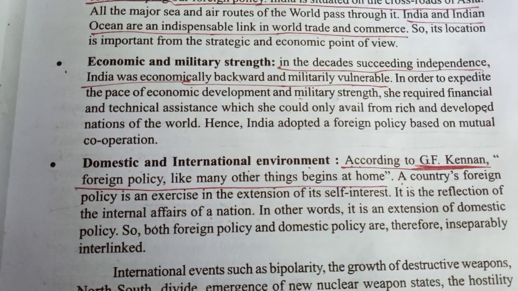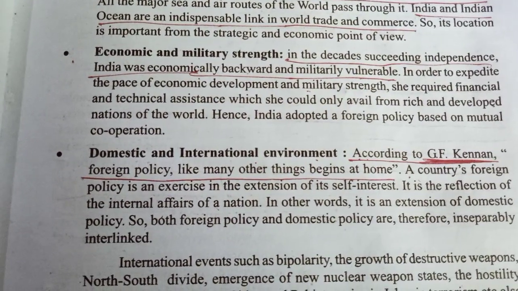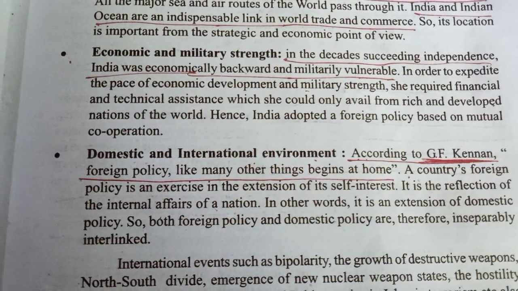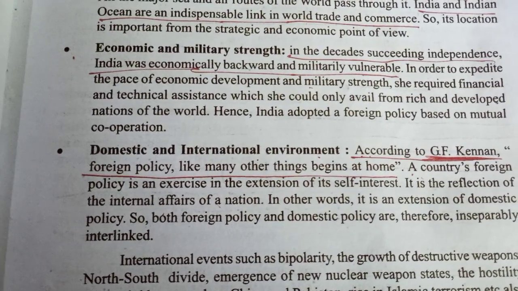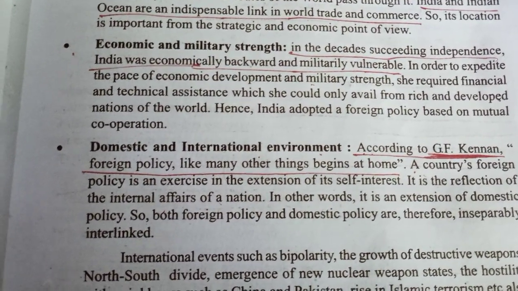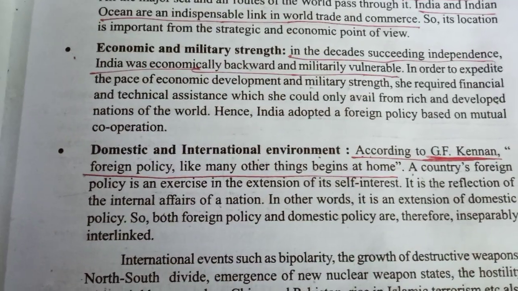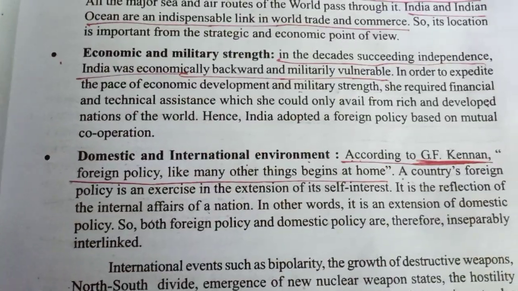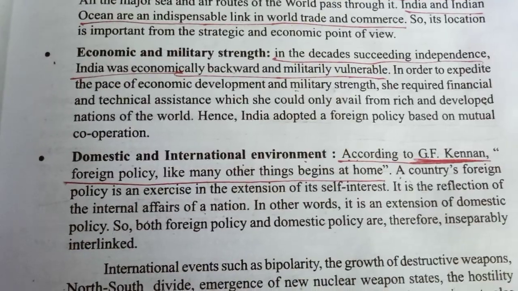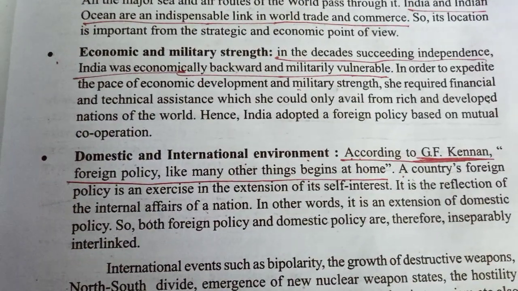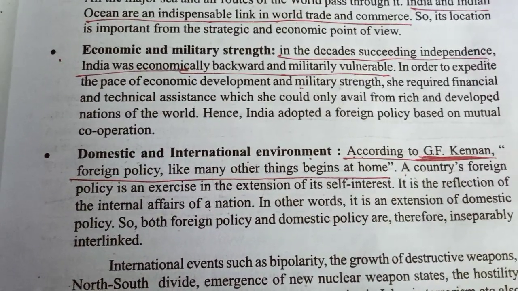Like after 2014, the military strength you can say has doubled in 8 or 9 years. This is the power of government and foreign policy which is made by Narendra Modi ji.